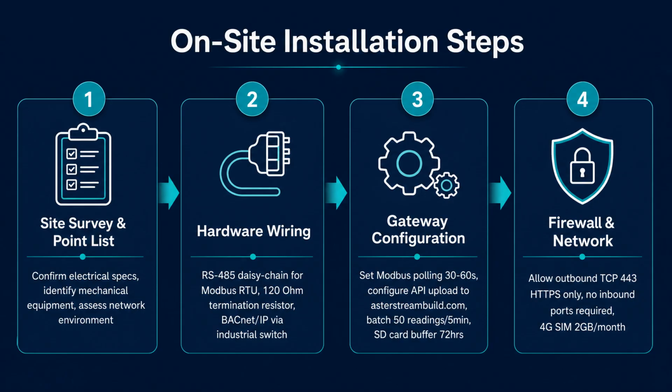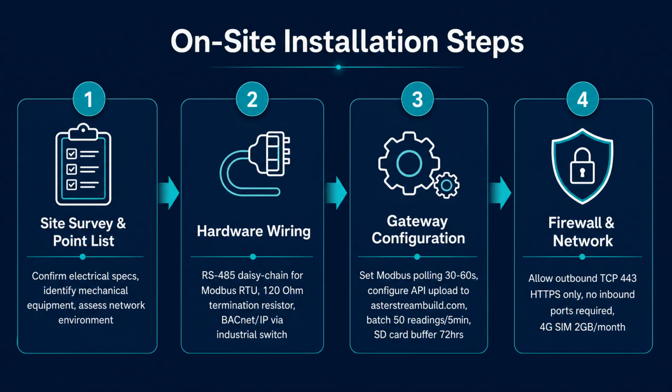To optimize data transmission, set the batch size to 50 readings per call and the upload interval to every 5 minutes. The gateway also features a local SD card cache capable of buffering up to 72 hours of data during network outages, ensuring no data is ever lost. Finally, ensure your network firewall allows outbound TCP traffic on port 443 to AsterStreamBuild.com.